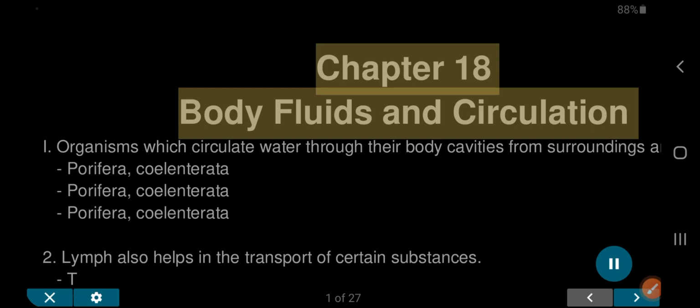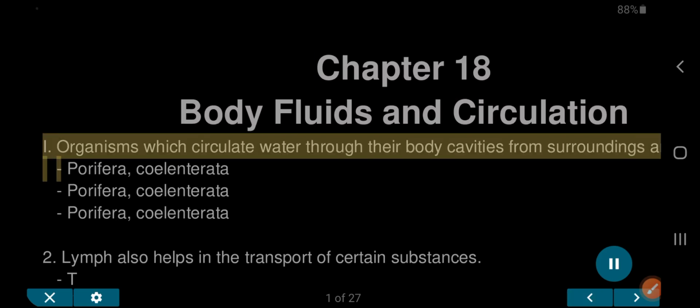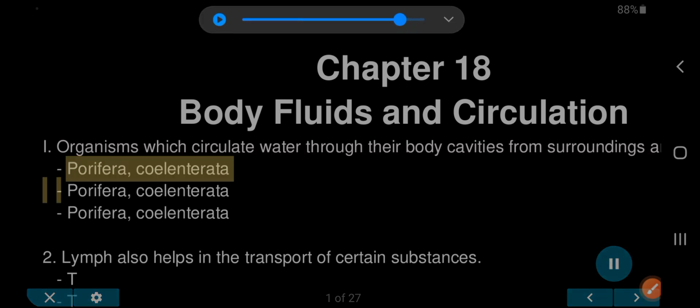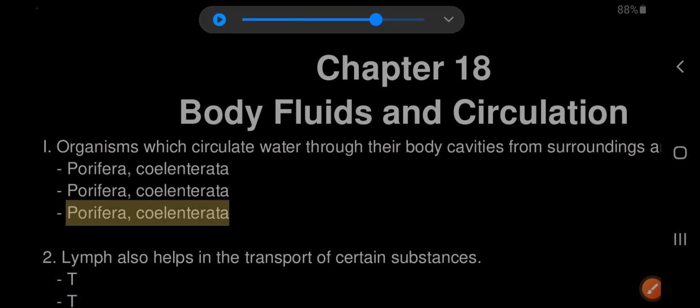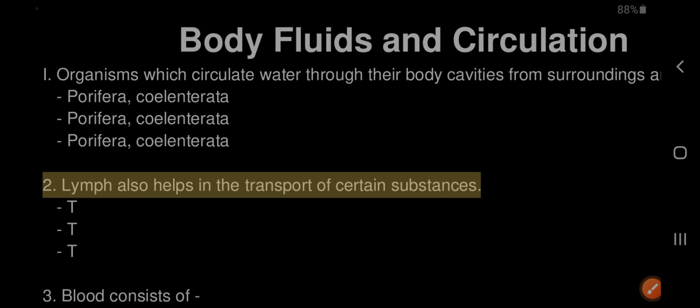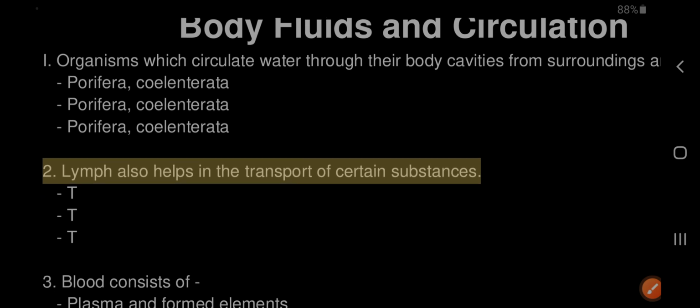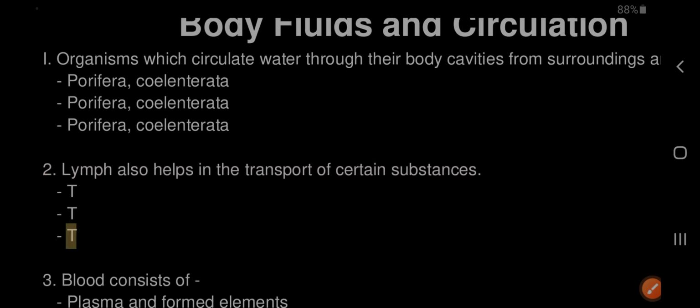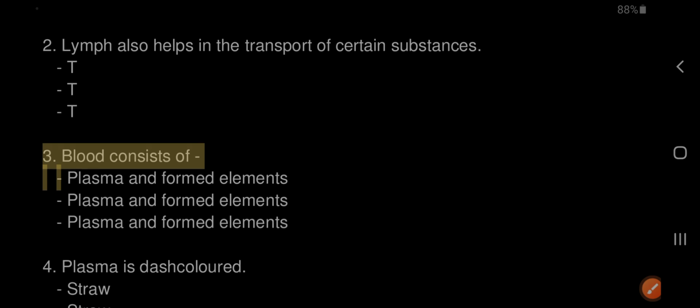Chapter 18, Body Fluids and Circulation. 1. Organisms which circulate water through their body cavities from surroundings are Porifera and Coelenterata. 2. Lymph also helps in the transport of certain substances. 3. Blood consists of plasma and formed elements.